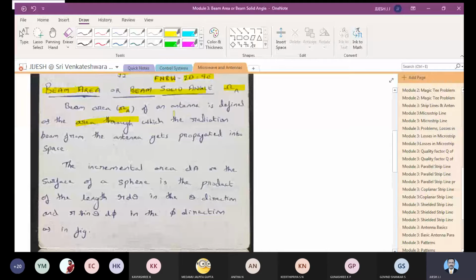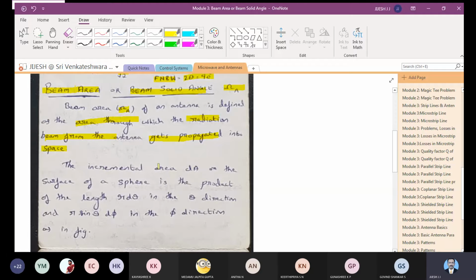What you are going to see here is, if you take an antenna, the beam area is that small area from where the radiation beam gets propagated into space. That is called the beam area or beam solid angle. The small area is called the incremental area, and it is denoted as dA.